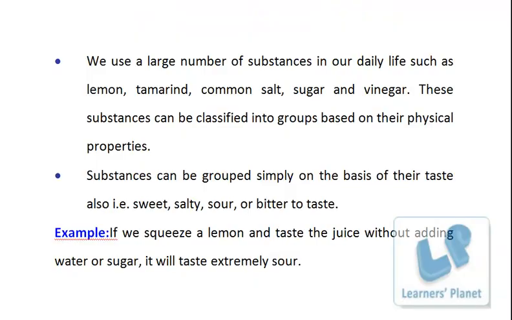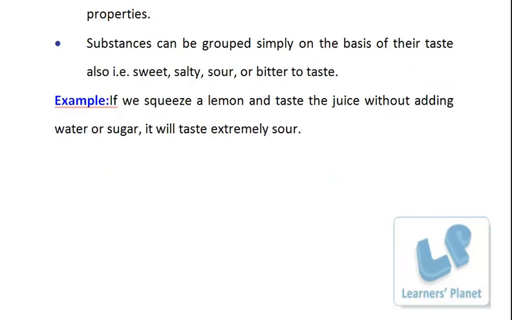We use a large number of substances in our daily life, right? Like lemon, tamarind, common salt, sugar, vinegar. All these substances can be classified into groups based on their physical properties. Friends, substances can be grouped simply on the basis of their taste also. They may be sweet, salty, sour or bitter.